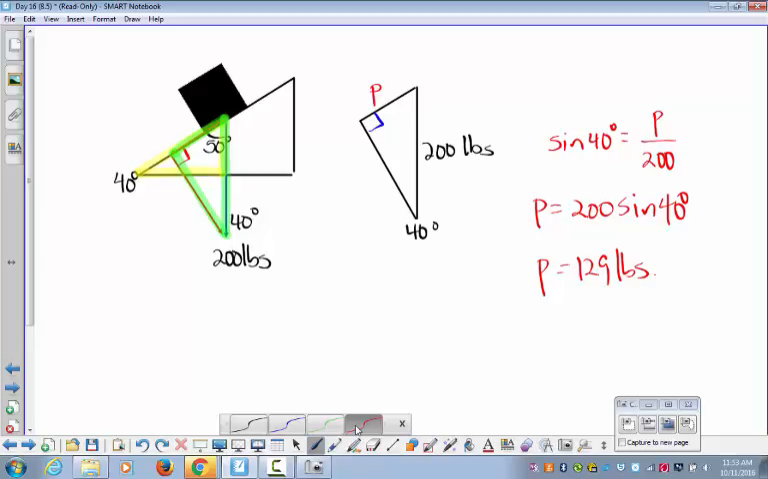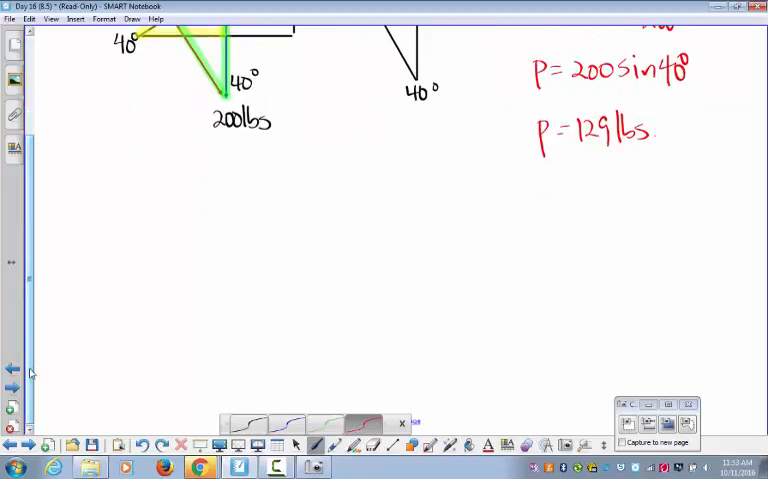So this is a pretty common application. We also do this application in other classes higher up. But it's a nice simple application because you are dealing with the right triangle. So it's a little easier than the navigation problems where you have to pull out the law of cosines. Right, so let's do another one. You guys try this one.